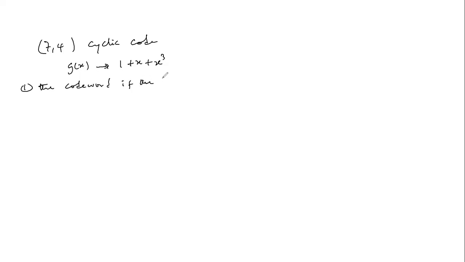So given a (7,4) cyclic code with generator polynomial g(x) equal to 1 plus x plus x cubed, determine one, the code word if the message bit or data word is 1011, and two, the data word if the code word is 110010.